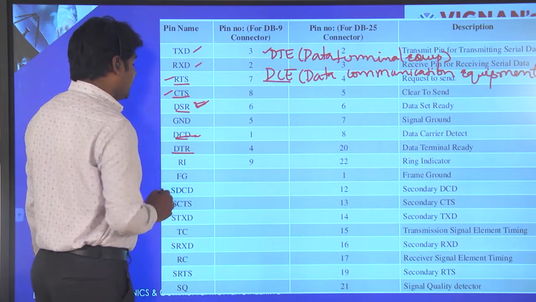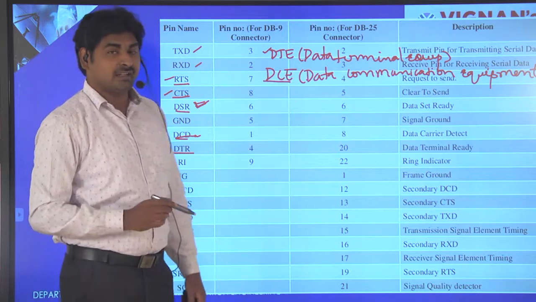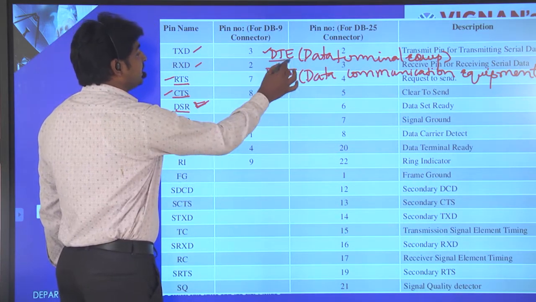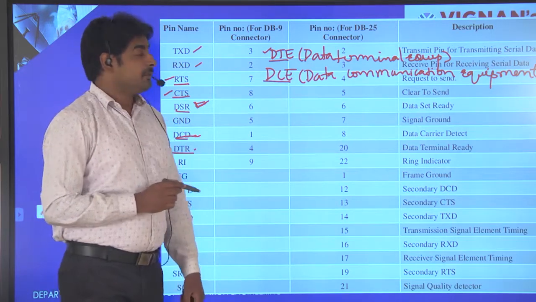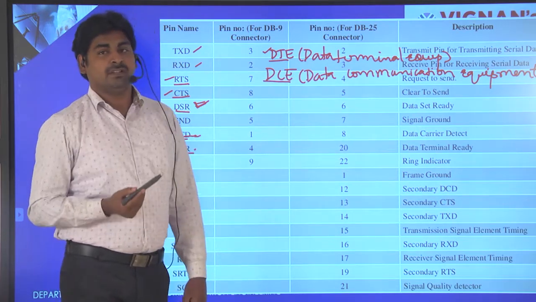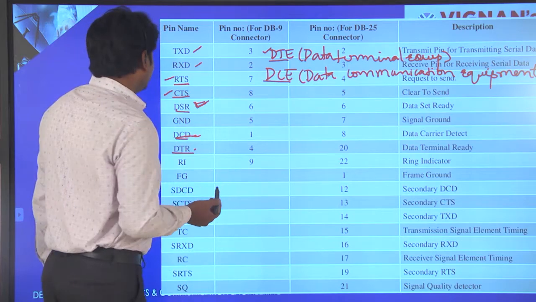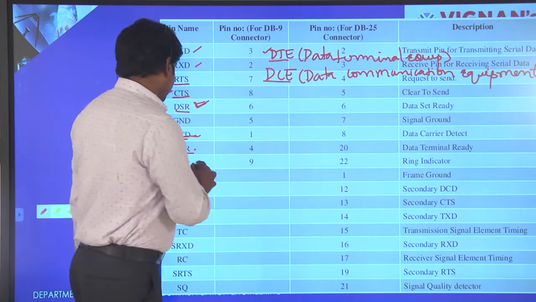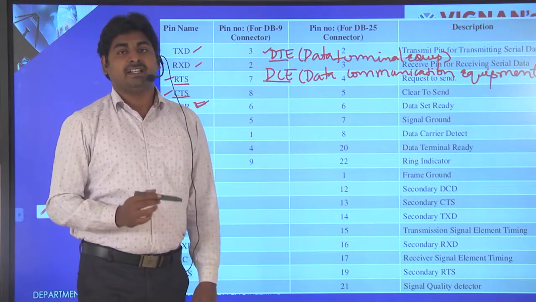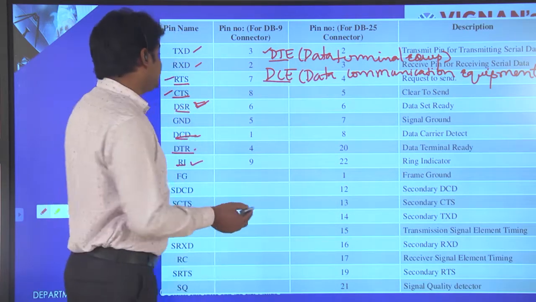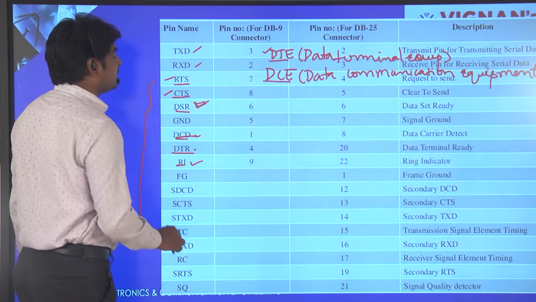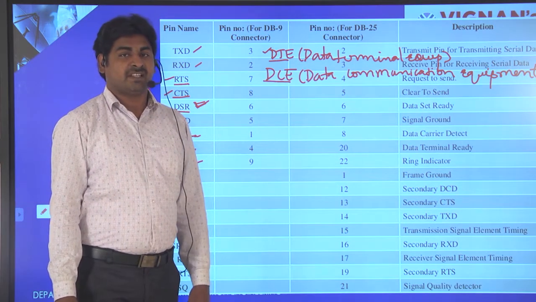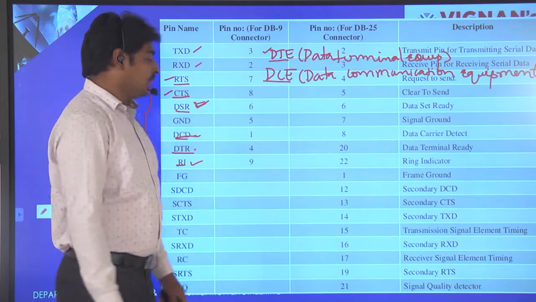Similarly, DTR means data terminal ready. This data terminal ready is used by the data terminal equipment when it is ready to receive the data. And RI means ring indicator. It is used to identify if there are any incoming telephone calls. Like that, there are several pins present in RS-232 which can be used to transfer the data as well as control the flow of data.